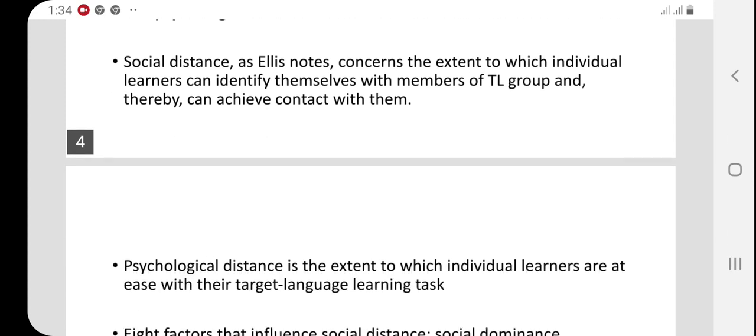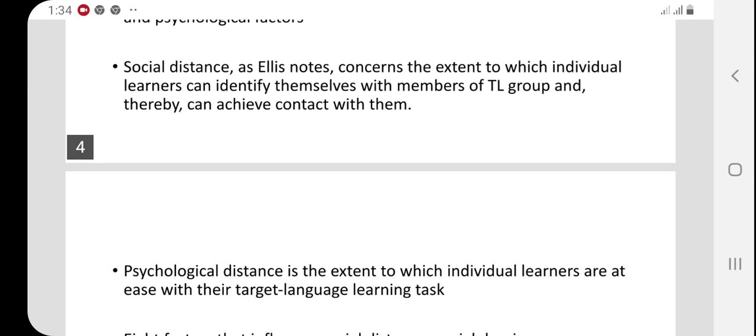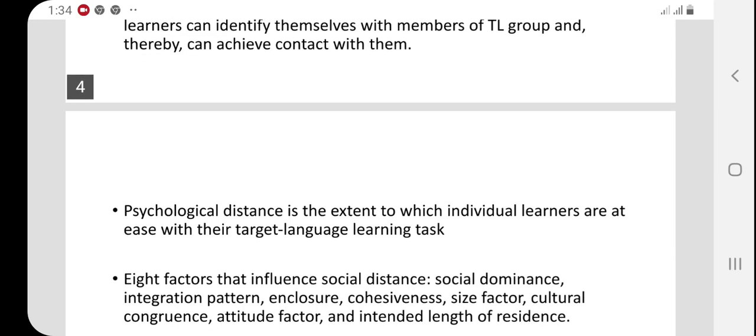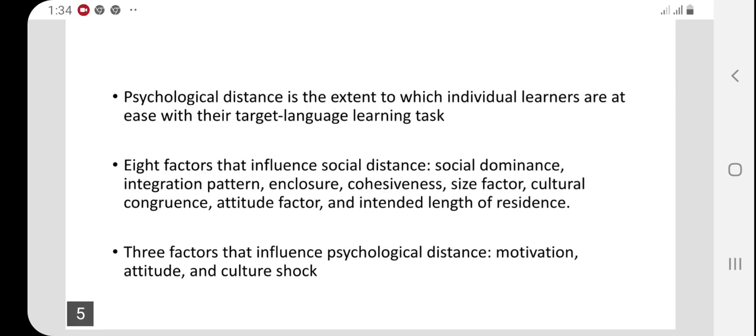So don't get confused with the social distance that the World Health Organization has asked for, to wear a mask and keep social distance during the corona pandemic. We are talking here about the two language groups, the minority and majority language groups, the social distance between the two groups, not between the people.